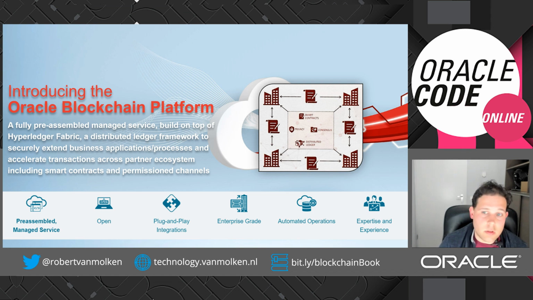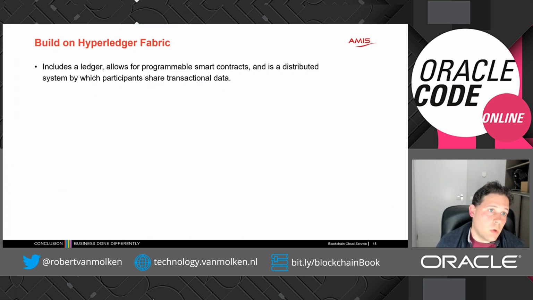Further, they built some services on top of that. It's easy to plug and play with other Oracle SaaS solutions using Integration Cloud. It also has some automated operations for provisioning environments, creating new nodes, and connecting organizations. So what I mentioned, it's built on Hyperledger Fabric, and Hyperledger Fabric is the framework they use as an engine. It includes a ledger, it allows for programmable smart contracts, and it is a distributed system by which the participants of the network share transactional data.